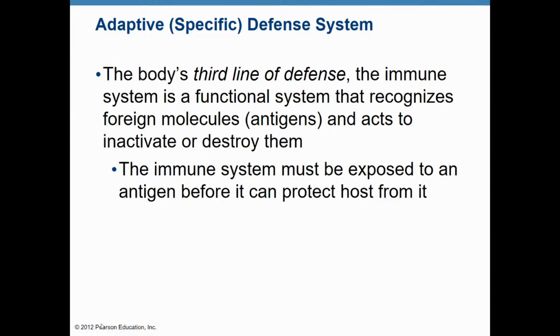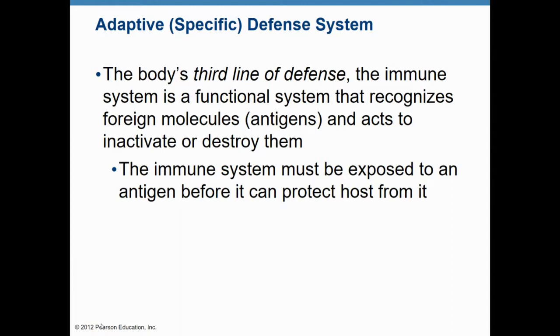So the adaptive or specific immune system is going to be our body's third line of defense. And so it is going to recognize foreign molecules that we call antigens and act to inactivate them or to destroy them. Now, one of the interesting things about the immune system is that it has to be exposed to an antigen before it can protect the host from it.